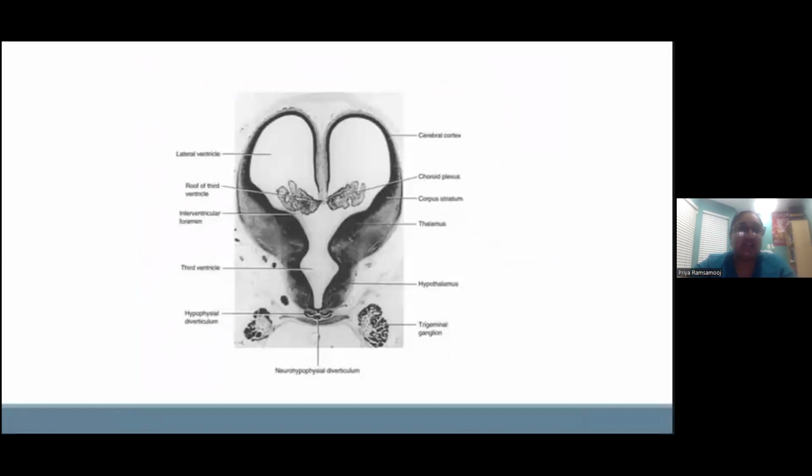And again, this is just a photomicrograph showing the cerebral vesicles, and this is of a human embryo at about 50 days, right? We can see all the things we've spoken about: the choroid plexus, the corpus striatum, the thalamus, the hypothalamus, the hypophyseal diverticulum coming into play, as well as the ventricles that we would have touched on earlier.